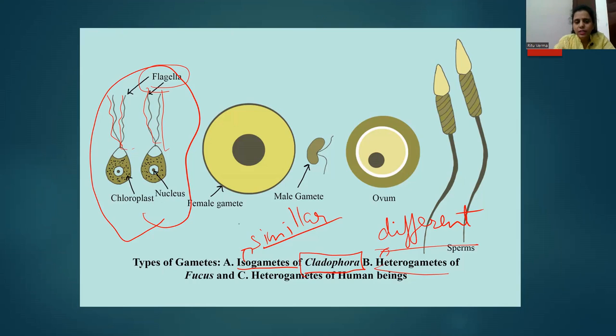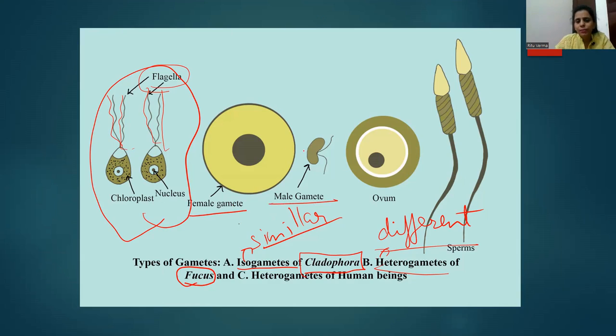As these two gametes are exactly similar in structure and look alike, it's not easy for us to identify them as male or female gametes. Hence, these gametes are called isogametes. Now, the next picture represents the heterogametes of Fucus. Fucus is also a type of algae, a red algae present in the sea. So these are the gametes of Fucus, female gamete and male gamete.